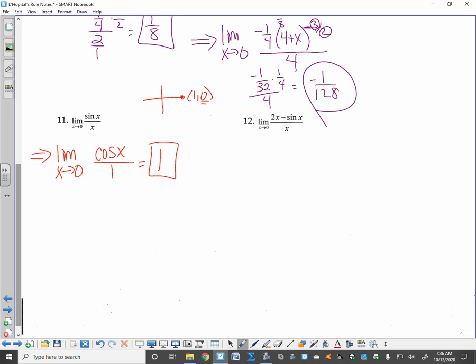Bottom goes to 0, that's easy. 2 times 0 is 0. Sine of 0 is 0. So yes, the limit of the top is 0, the limit of the bottom is 0. That's indeterminate form. L'Hopital's rule says that this current limit becomes the limit as x approaches 0 of 2 minus cosine of x over 1. Cosine of 0 is 1, and 2 minus 1 is 1.